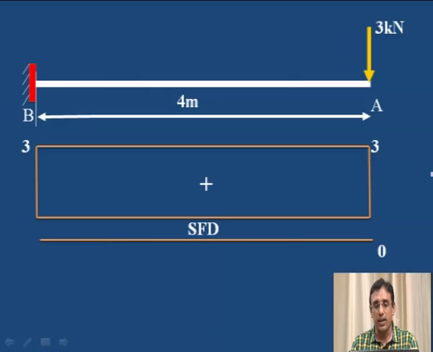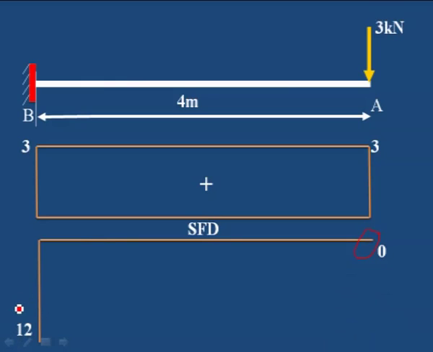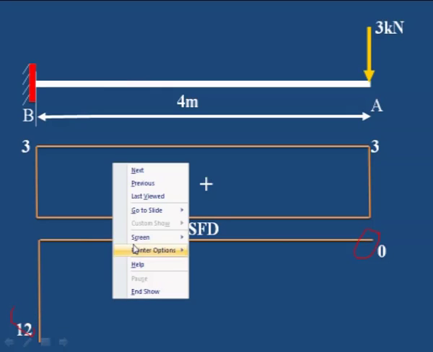Next, for drawing the bending moment diagram, first draw the horizontal line, and at A it is 0. This is the point for A, and then we have the B point bending moment. This bending moment is calculated as 12 kilonewton meter. Here we have to mark the 12 kilonewton meter point.